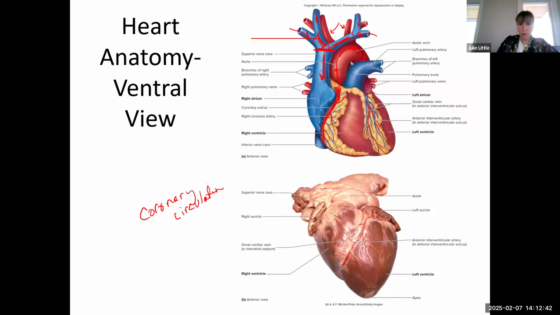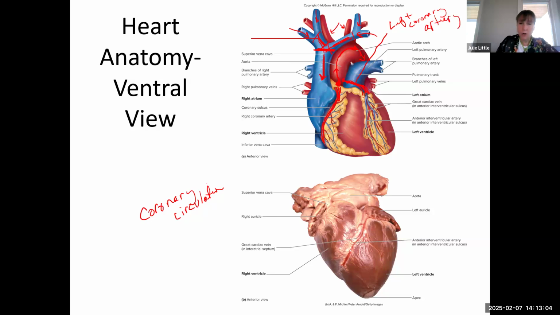This right coronary artery comes directly off the aorta. There's a left coronary artery that comes off and goes behind this pulmonary trunk, and it branches. Here we go, here's our left coronary artery, but you can't see it because we're just looking at a picture.